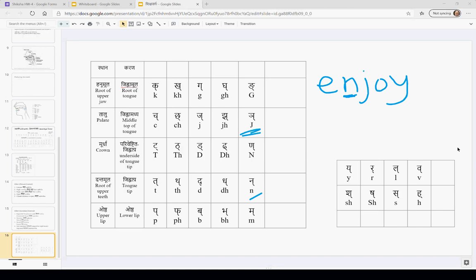Yeah. Would you please review the matras? How long is a matra and the length of time for each one of the vowels for the matras, please?